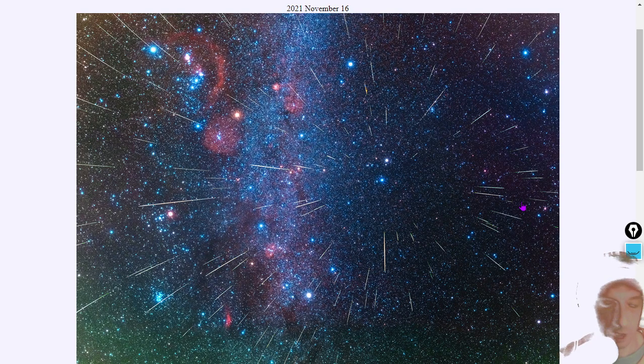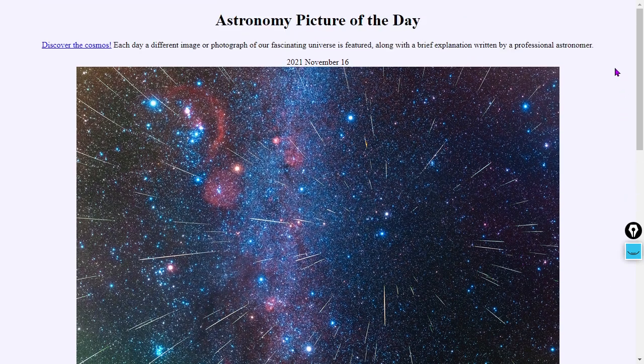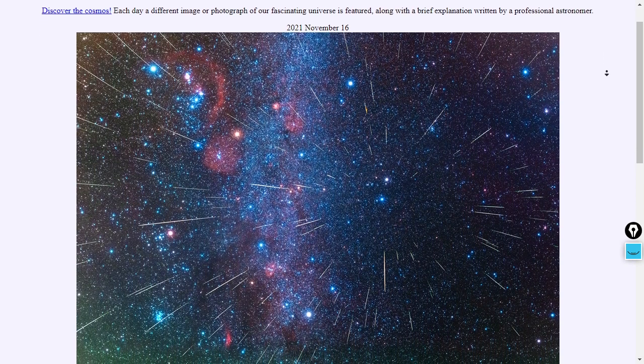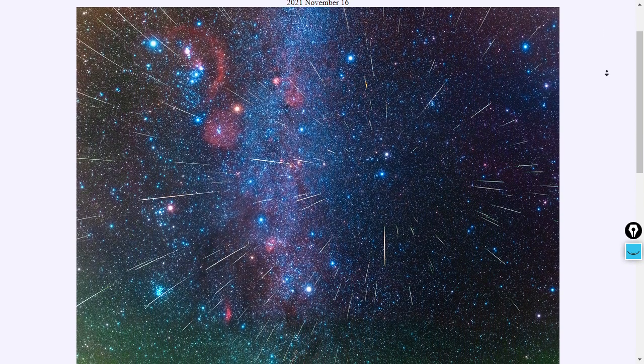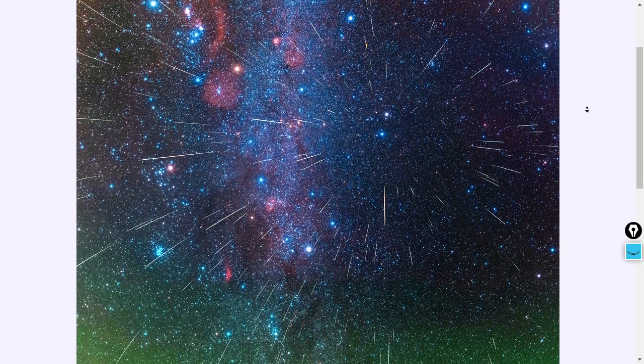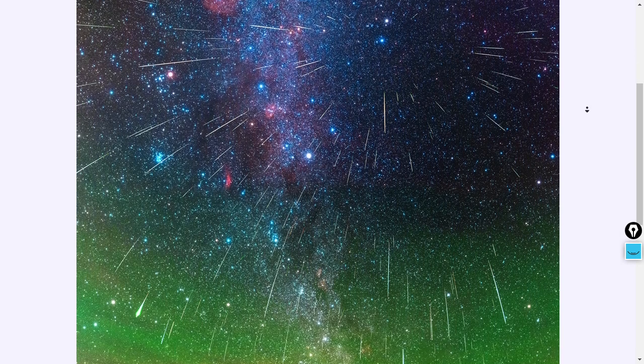So the first thing we'll do in our cosmology segment today is look at the astronomy picture of the day. It's some time-lapse overlay imagery here, it looks like, of a meteor shower. apod.nasa.gov is where you can find it. There's the constellation of Orion, and there's Gemini, indicating that these are Geminids, as they're emanating from the constellation of Gemini. So those would be Geminids.